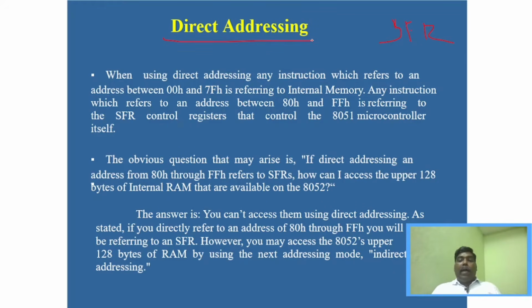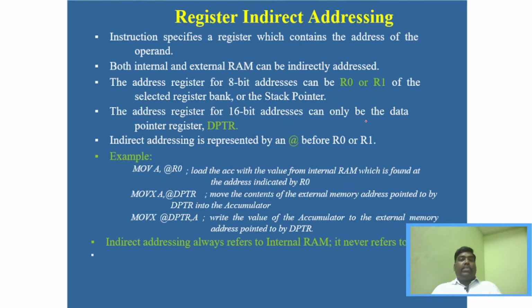But the upper 128 bytes, which do not come under the special function registers, will be accessed only by indirect addressing, not by direct addressing. Only the special function registers will be accessed by using direct addressing, but apart from that, other locations will be accessed through indirect addressing. And now we will see what indirect addressing is.